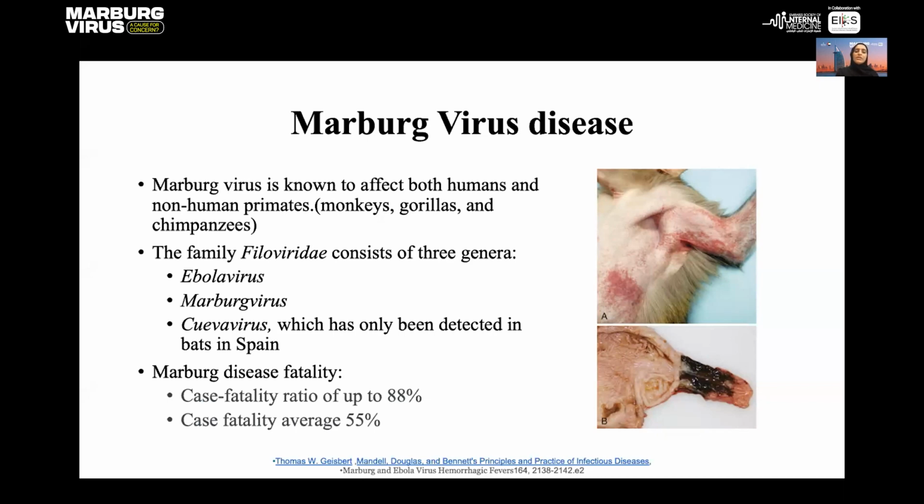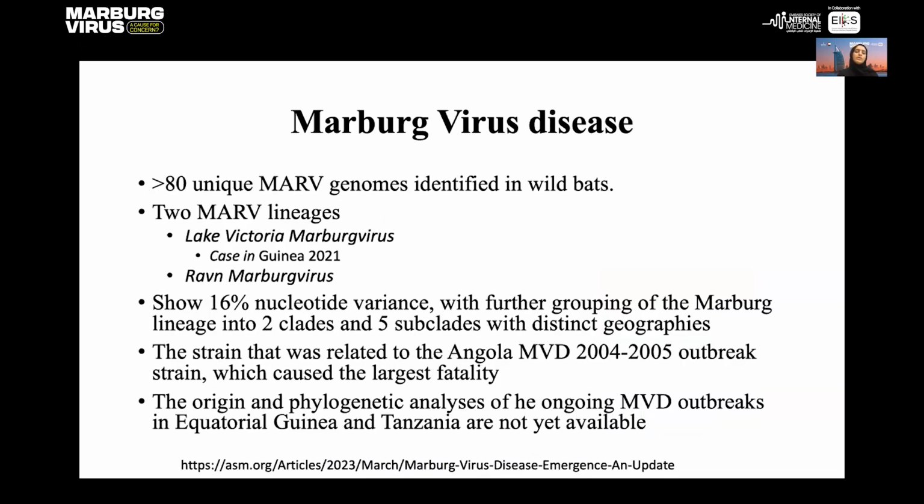So the case fatality ratio can go up to 88%, and as an average, it can go up to 55%. And that depends on where the case was managed, the healthcare setting, and the availability of the resources as well. So you will see while I go through the slides that the fatality would range from country to country.